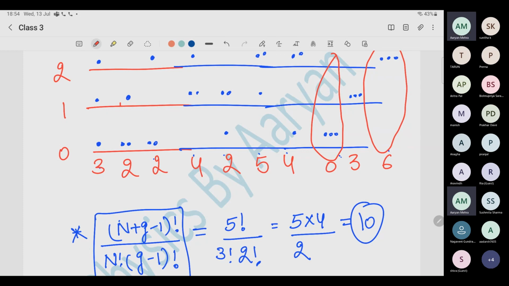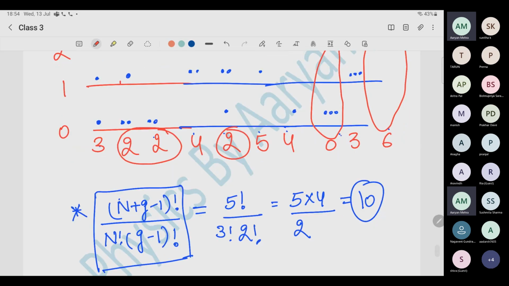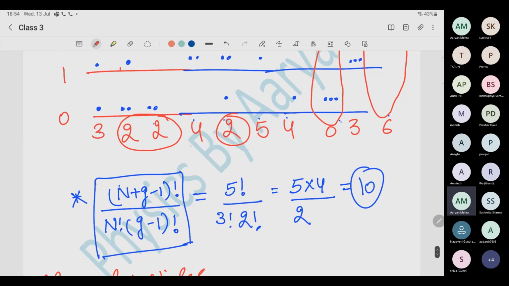So here you can see, in the question they can also ask you what is the degeneracy of the system having an energy of 2 electron volt. So what is that degeneracy? It is 3, because 3 states have an energy of 2. 2 states have an energy of 4, and similarly 2 states have an energy of 3, and one state has energy 0 and one has energy 6.